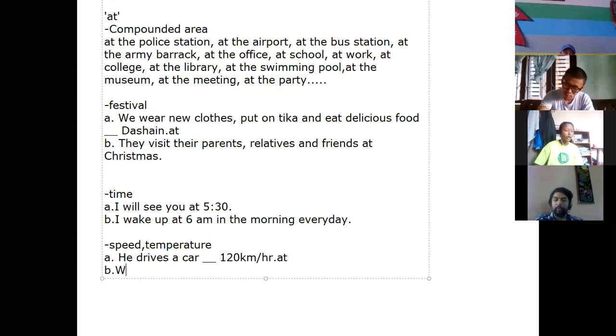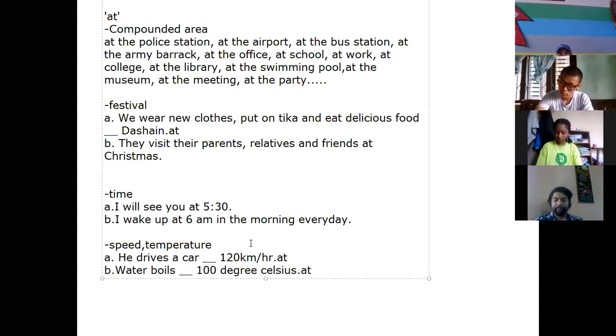Temperature: water boils at 100 degrees Celsius. So water boils at 100 degrees Celsius. I'm sure you use at, right? The next one is age. Age, what's the name? Just say at.